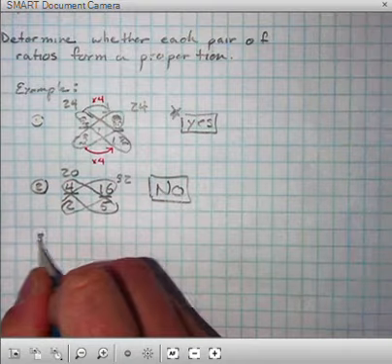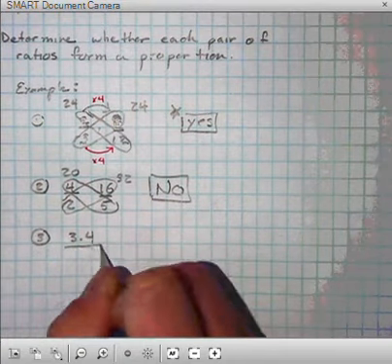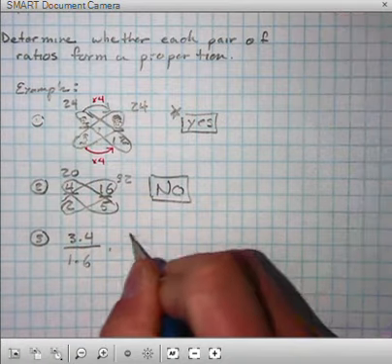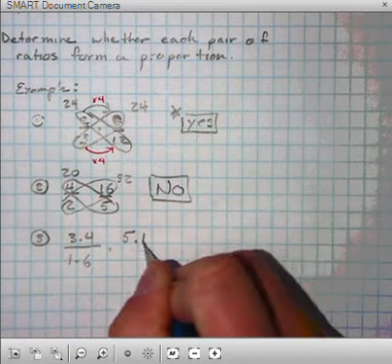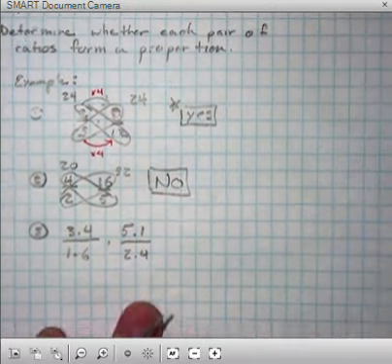What if you had some decimals in there? What if we had 3.4 to 1.6, 5.1 to 2.4? Are those ratios proportional?